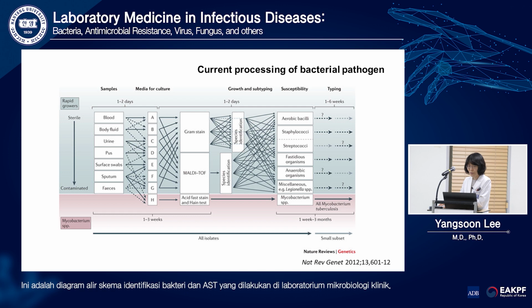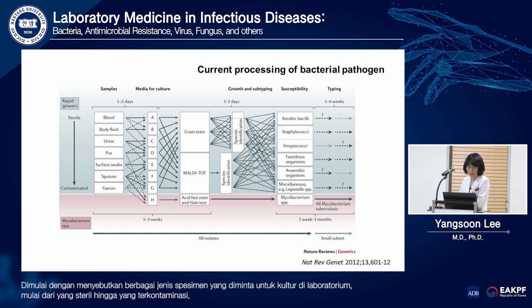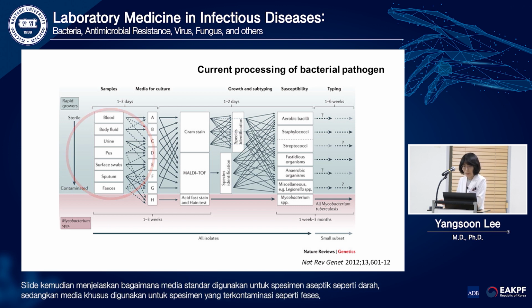This is a schematic flow diagram of bacterial identification and AST conducted in the clinical microbiology laboratory. It starts by mentioning the different types of specimens we cast for culture in the lab, ranging from sterile to contaminated. This slide then explains how standard media is used for aseptic specimens, such as blood and body fluids, while specific media is used for contaminated specimens like feces.